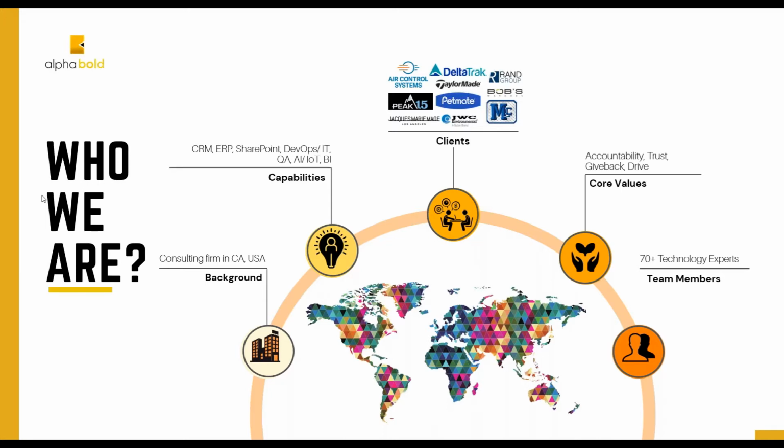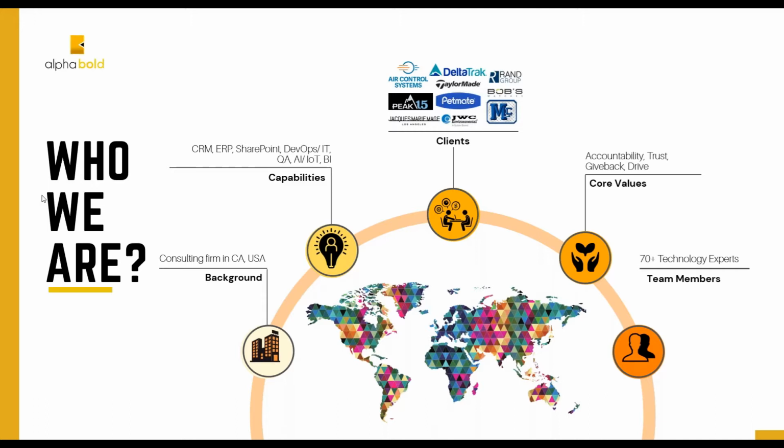A little bit about who we are as AlphaBOLD. We are a consulting firm here in Carlsbad, California, which is North County, San Diego, and we are 70 plus members of our team, and that's operations as well as technical and functional consultants. What we specialize in is the Microsoft realm. We are a Microsoft Gold partner, and so we specialize in CRM, ERP, SharePoint, DevOps, QA, AI, IoT, BI, the whole shebang. So we really like to provide solutions rather than just a one-stop shop.